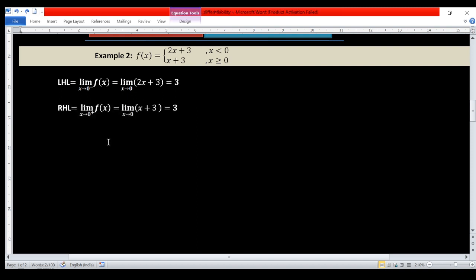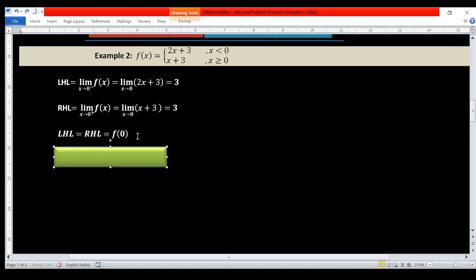Right hand limit, x tends to 0, the function definition is for greater than 0, x plus 3. Substituting x equal to 0, we get 3. Yes, the right hand limit is 3, and the value of the function at 0 follows the equation x plus 3, with x equal to 0, that's 3. So the left hand limit, right hand limit, and value of the function are all equal. So the conclusion: the function is continuous at x equal to 0.